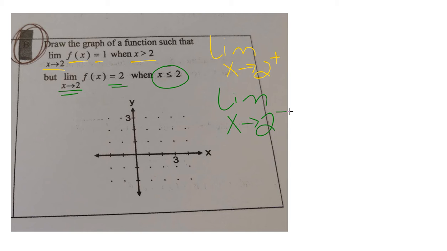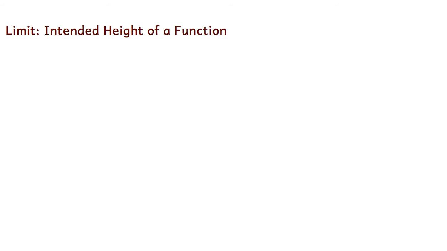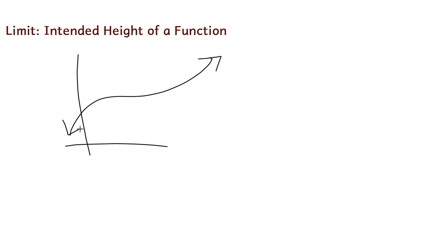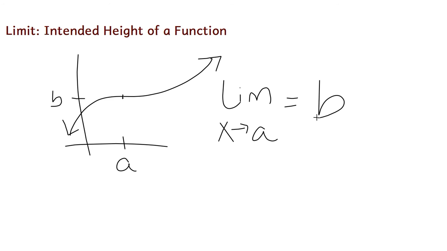All right, so let's talk about something about limits. The limit is the intended height of a function. So if I'm giving you a function graphically and it looks like this, okay, and let's say this right here is my value. I can't draw dots with these, it's actually quite annoying. Let's say this is A and this output here is B. Then the limit as x approaches this number A is equal to B. That's the intended height of the function.